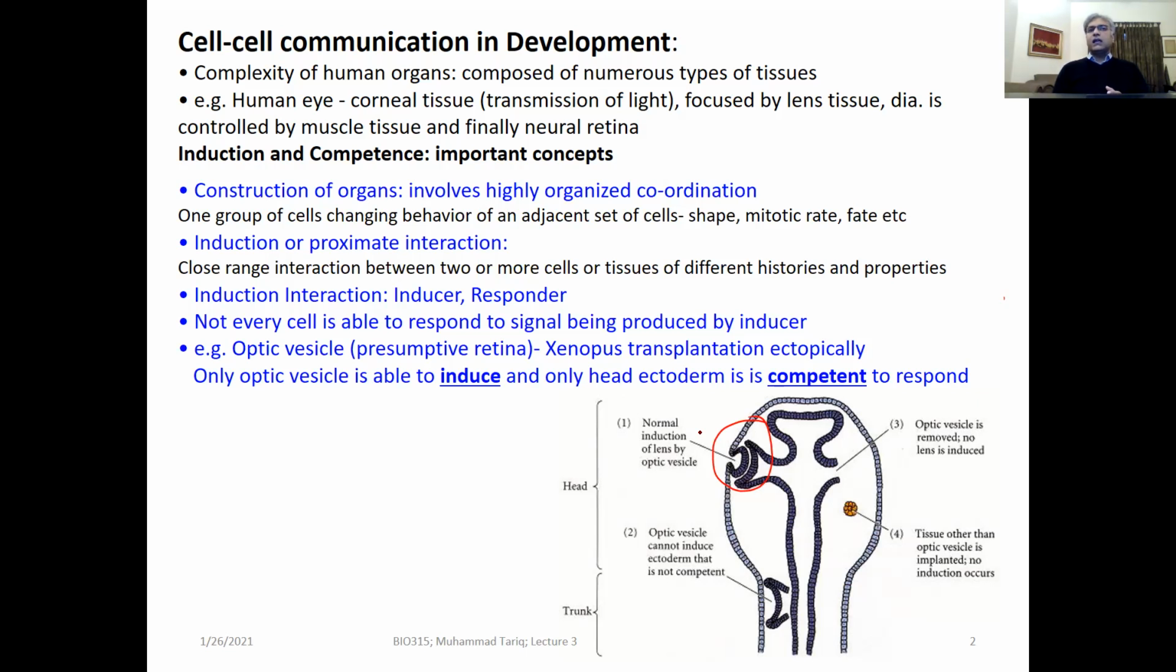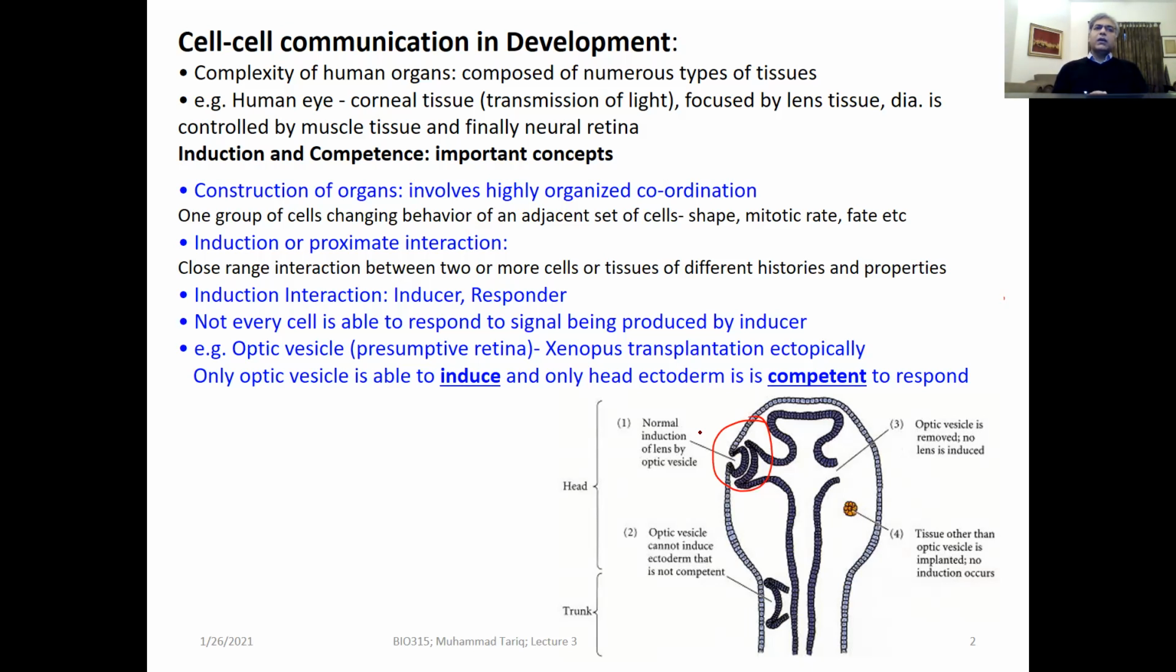There can be close range interactions, and there can be long distance interactions as well. So for example, in close range interactions, we talk about two neighboring cells or cells in close vicinity. And long distance interactions can be where one cell type is at a long distance, or far away, from the inducer cells.